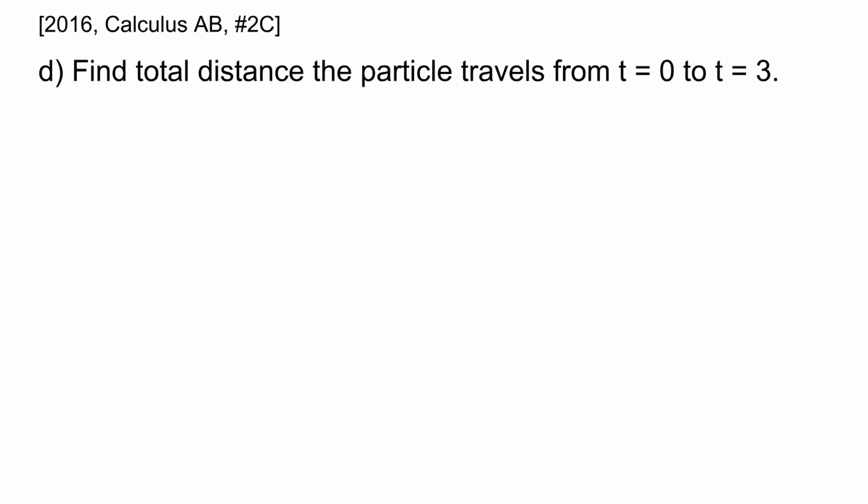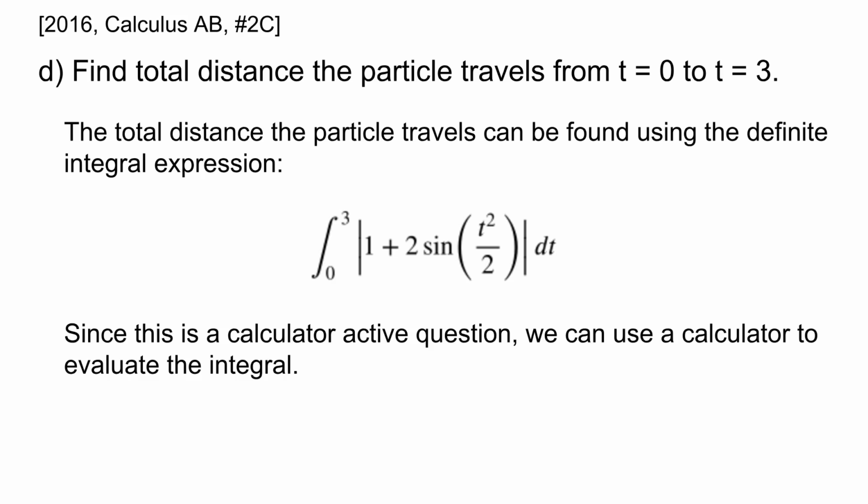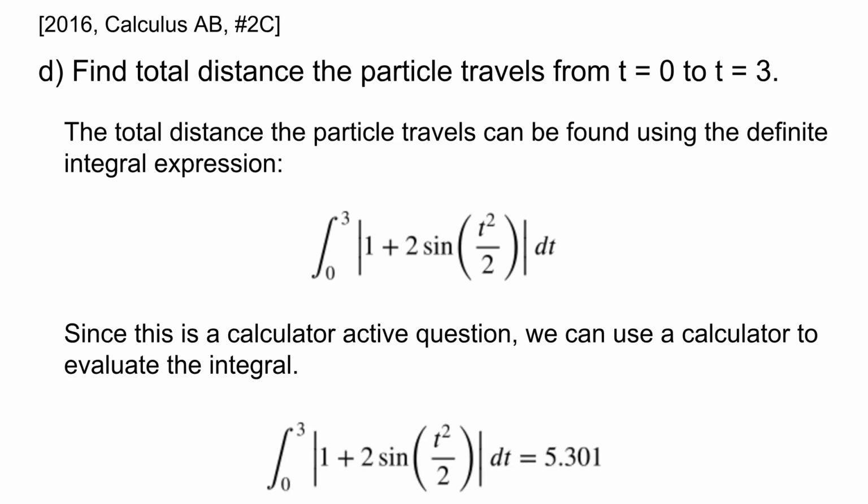In part D of this question, we are asked to find the total distance the particle travels from t equals 0 to t equals 3. The total distance the particle travels can be found using the definite integral expression, the integral from 0 to 3 of the absolute value of v of t dt. And since this is a calculator active question, we can use a calculator to evaluate the integral. The integral from 0 to 3 of the absolute value of v of t dt is equal to 5.301.